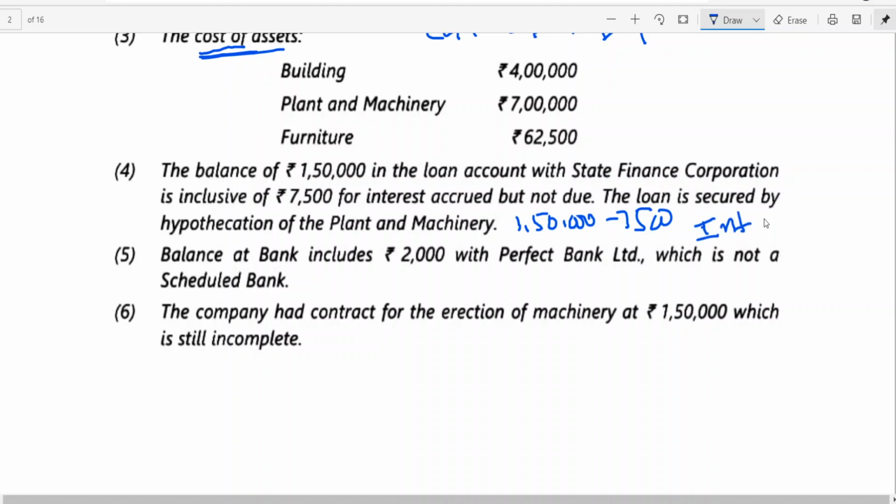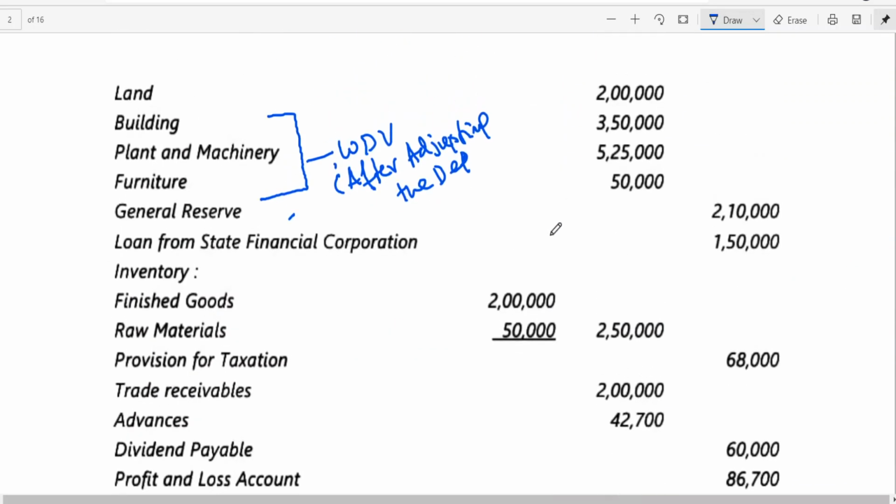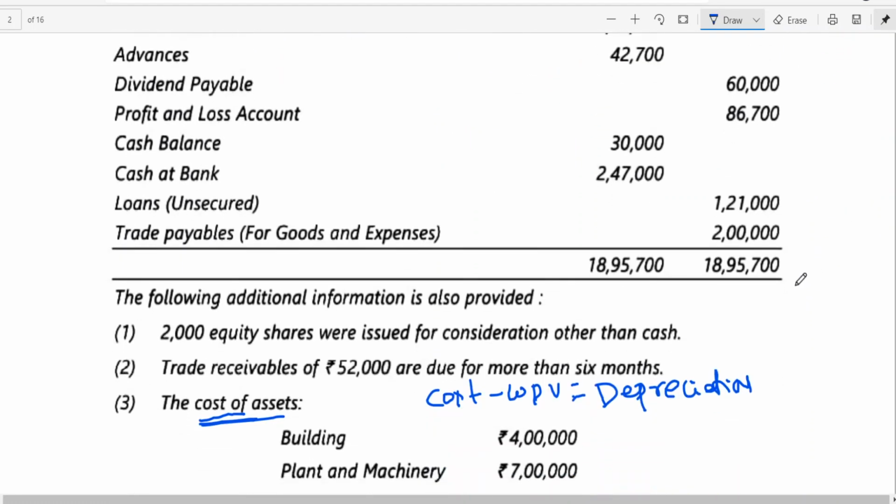Interest accrued is an other current liability item. You have learned that, but that has been included in the amount of loan that is due to State Finance Corporation. So what should you do now? From 1,50,000 you shall deduct 7,500, then 1,42,500 will become long-term borrowing, secured.